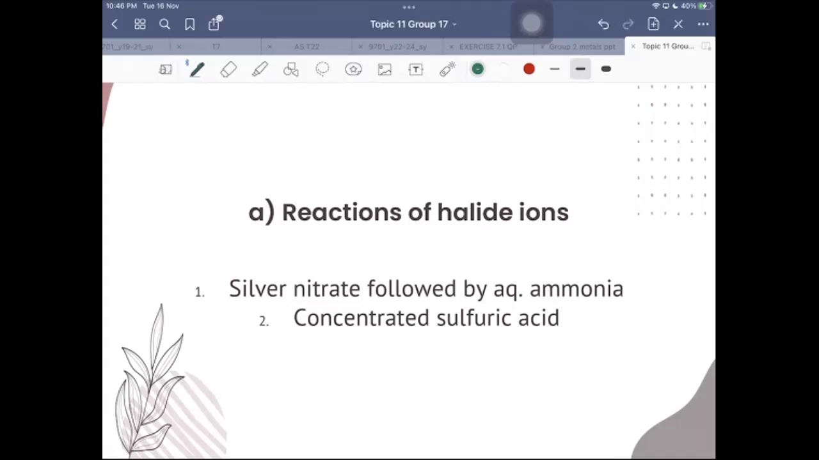The second reaction, concentrated sulfuric acid, is not something you have done, and students don't like to memorize it because there are many equations to memorize. That's why students always skip this. But I noticed that when this topic comes up in the exam, they go all out and ask you to write down the equations. But if they don't ask anything about group 17 in your paper 1 or paper 2, then you are safe.